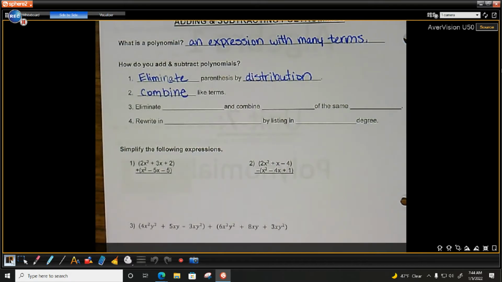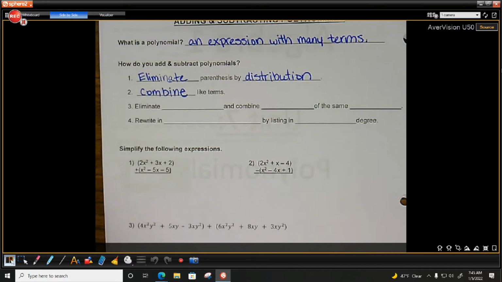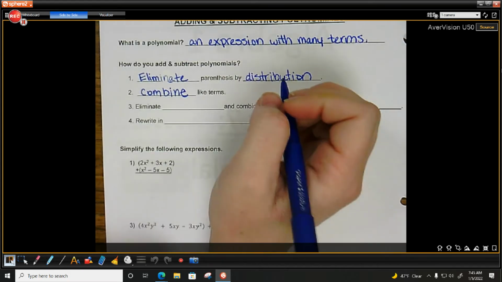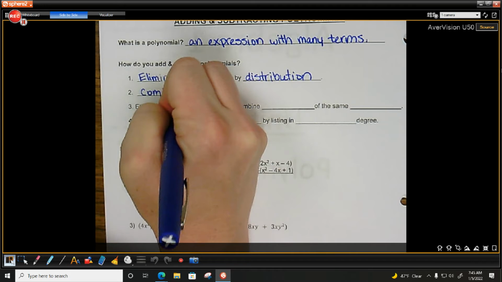What makes terms like terms? There's 2 requirements for terms to be alike: same variable and the variable's exponent. Okay, so like an x and an x squared aren't like terms. They're both x's, but they don't have the same exponent, so they're not like terms. But an x squared and an x squared, those are like terms because they are the same variable and variable's exponent. Okay? So we're going to combine our like terms and eliminate our 0 pairs.